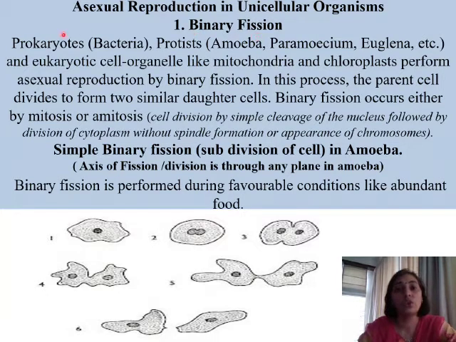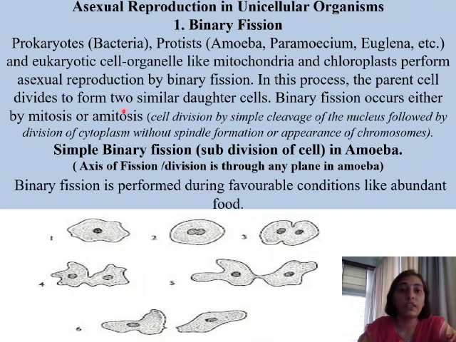So this method is shown by prokaryotes, that is bacterial cells undergo this type of division. Protists or protozoans like amoeba, paramecium and euglena show this type of method of undergoing splitting and forming new cells. And eukaryotic cell organelles like mitochondria and chloroplast perform asexual reproduction by binary fission. So even cell organelles like mitochondria and chloroplast divide by this particular method.